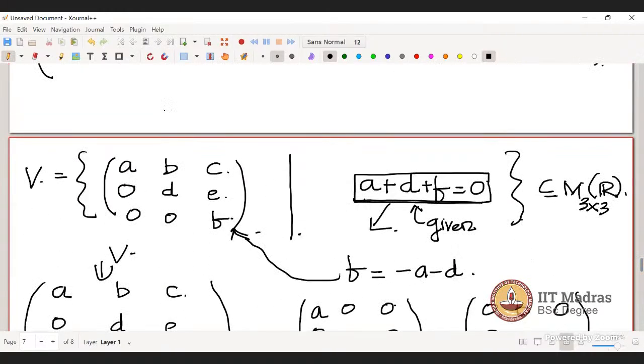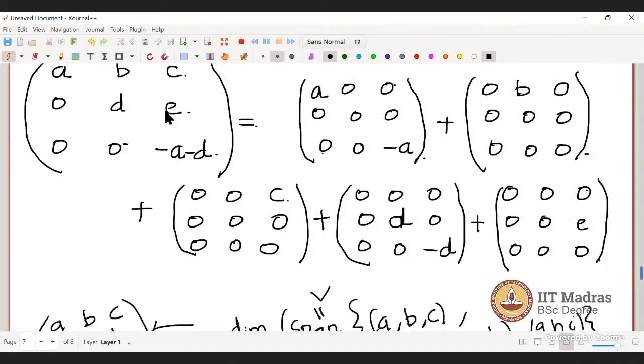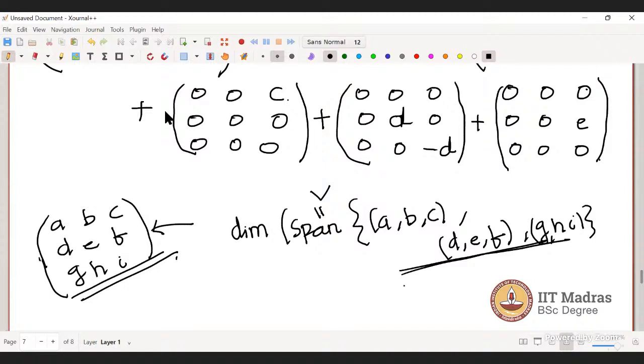Okay, because there is a theory, sir, like there's a concept that if it's a 3 cross 3 matrix, the maximum dimension can be 9, like n into m, right, sir? Yeah, no, not 3 cross 3 matrix. It's basically a vector space. It consists of all 3 cross 3 matrices. Okay, there is no specific matrix.